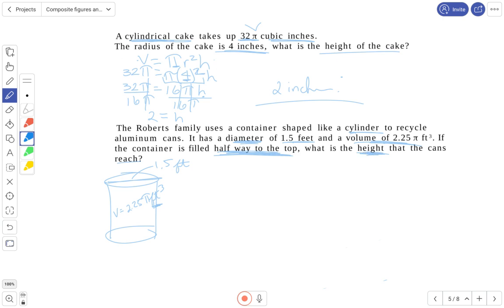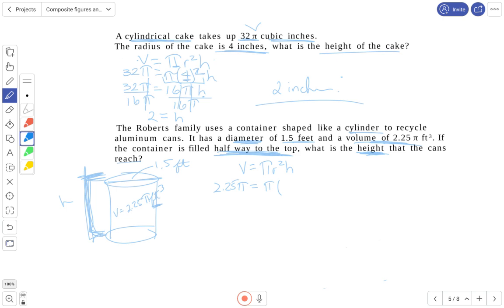All right, so we need to first figure out, well, since we know the volume of the whole container, using that, can we find the height of the whole container? So let's start by writing the formula for volume of a cylinder. V equals pi r squared h. I'm going to plug in what I know. The volume is 2.25 pi. I'm going to multiply that by pi times the radius squared.